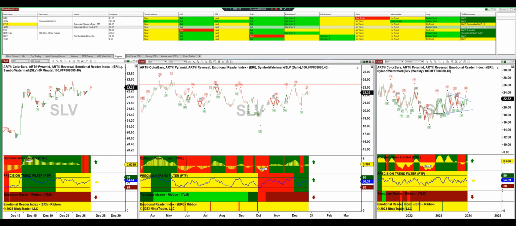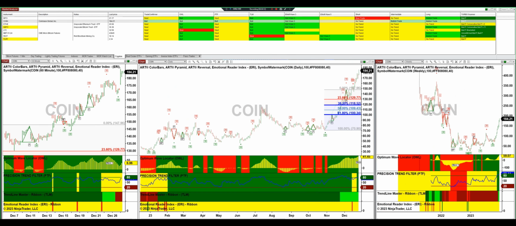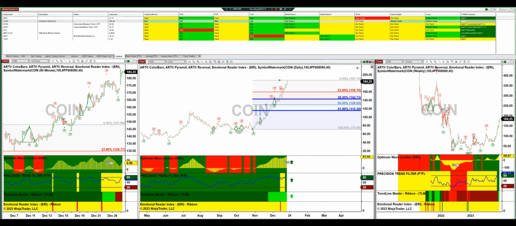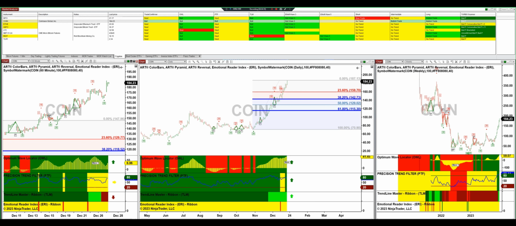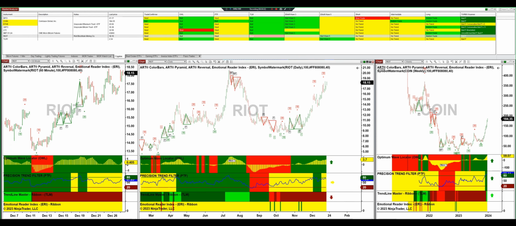All right, let's see what else I want to look at here. There are a couple of others. Coinbase is another crypto that I think is good to look at. Very similar, this thing's on a tear as well. We expect it to continue to rocket up, only interrupted by profit-taking pullbacks at this point. And RIOT, same thing.